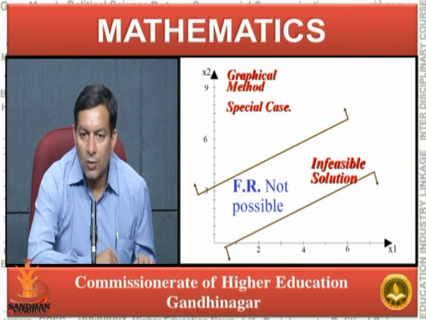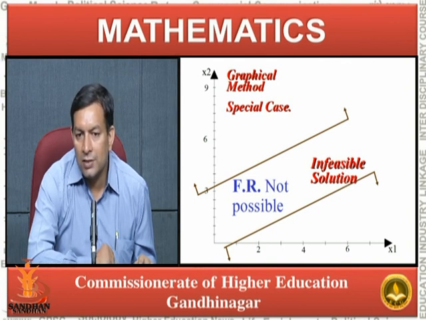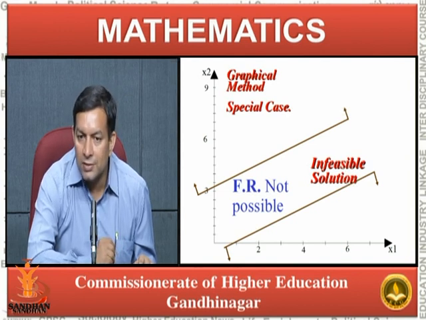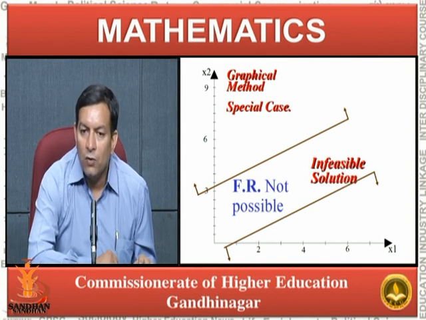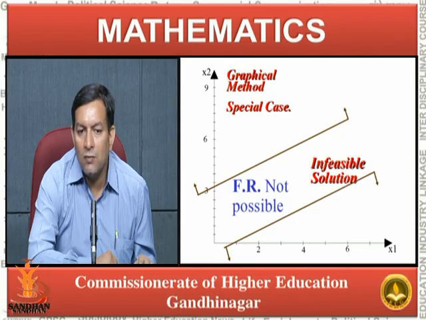Now let us talk about the next case where we talk about an infeasible solution. So friends, you can see from the graph, if we have one region below this line, one region above this line, so what about the feasible region? Feasible region is not available, or we say that there is no feasible region, and in such cases, for such an objective function, we conclude that we have an infeasible solution.